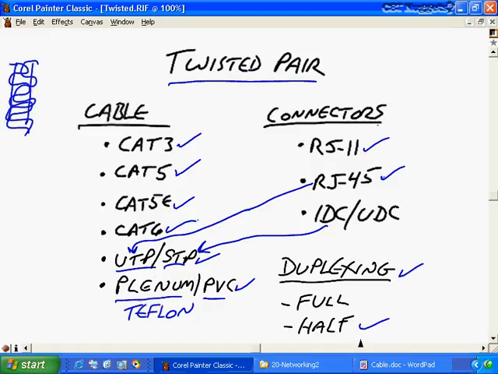Most older Ethernet network equipment was half duplexed. Now, most current equipment that you buy is going to be capable of full duplex, which means that it can operate twice as fast because it's able to send and receive data to both parties simultaneously. It's more like a telephone conversation than a walkie-talkie conversation.